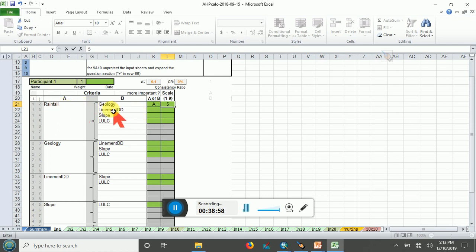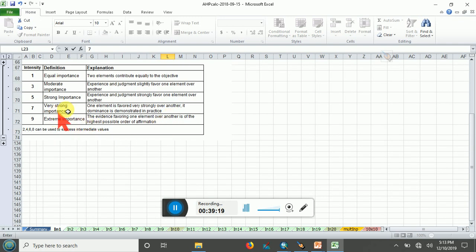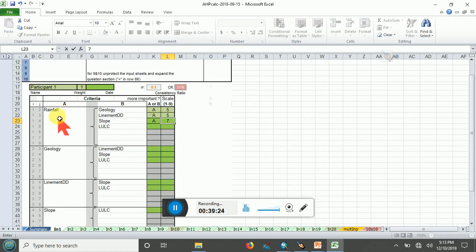Again, compare rainfall with alignment density. Again, I can say rainfall is strongly important. And rainfall with the slope. Again, rainfall is very strongly important, 7. I gave it 7, very strongly important, because 7 is very strong importance. And compare again rainfall with land cover change. Again, I can say rainfall is strongly important.